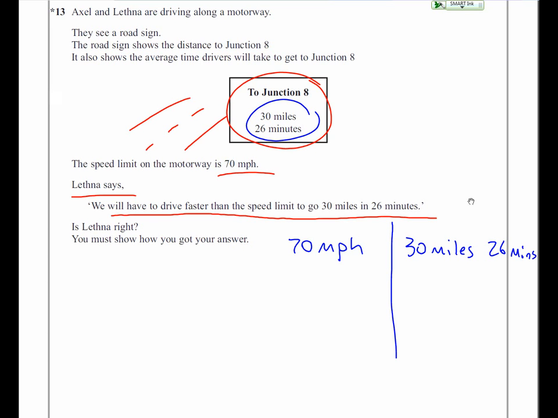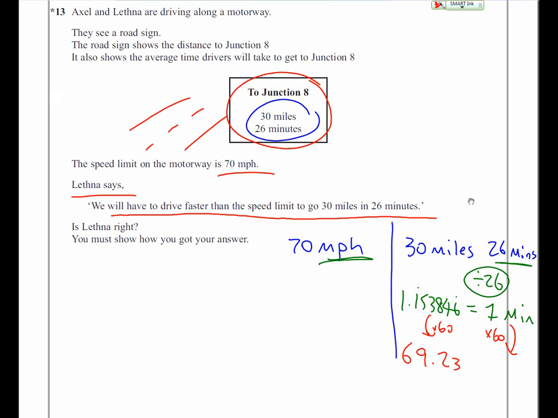So what we really want to know, miles per hour, how far in 1 hour? So let's just do this in 2 steps. Divide by 26, that's going to give you how far you go in 1 minute. So 30 divided by 26 is going to be 1.153846. That's all recurring. Don't worry about that too much. Too exact anyway. That's 1 minute. We want 1 hour, so times by 60 on both sides. Times your answer by 60, and you get 69. It's a close one. 0.23 to 2 decimal places miles per hour.